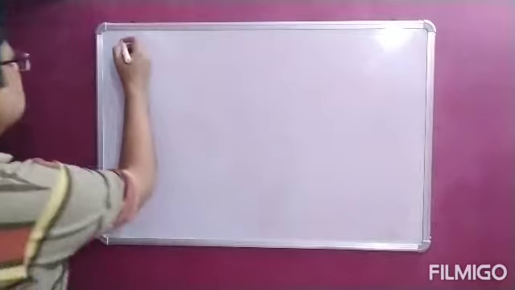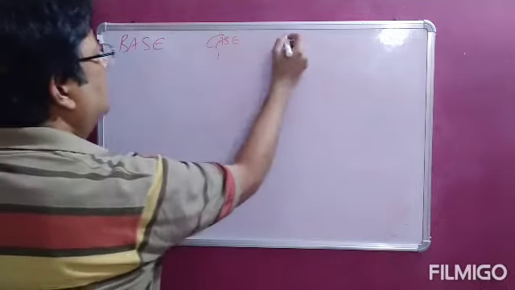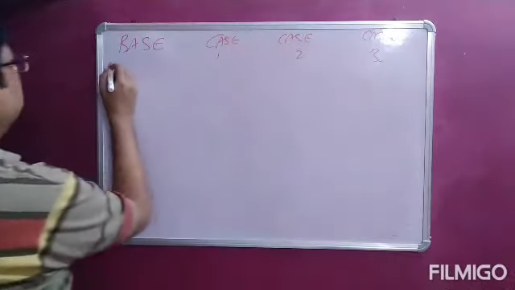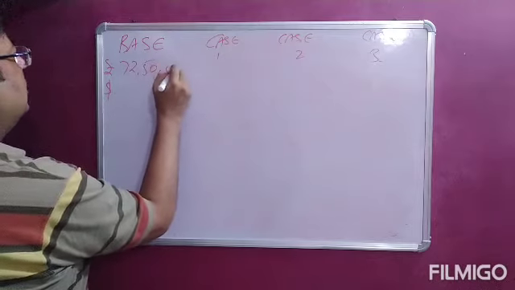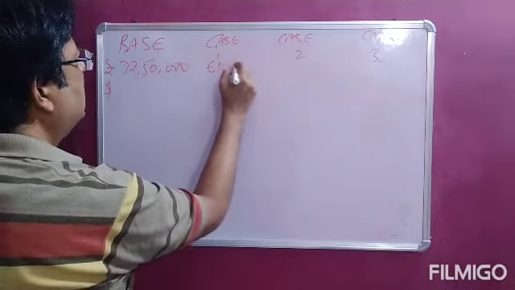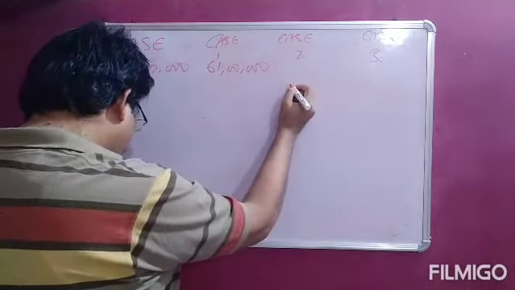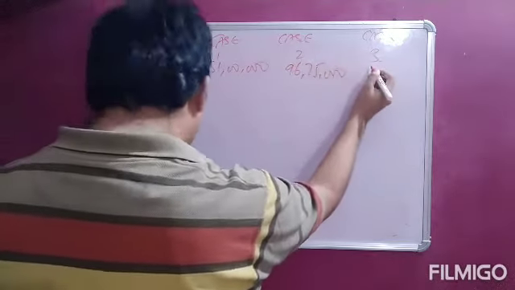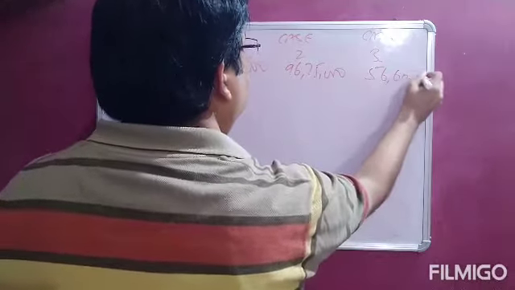So this is the base case, case 1, case 2 and case 3. So in pound terms and then in dollar terms. I will write 72 lakhs 50,000 in case of the base case. Then in case 1 it went down to 61 lakhs. Then in the second case it went up to 96 lakhs 75,000, and in the last case it was 56 lakhs 60,000.